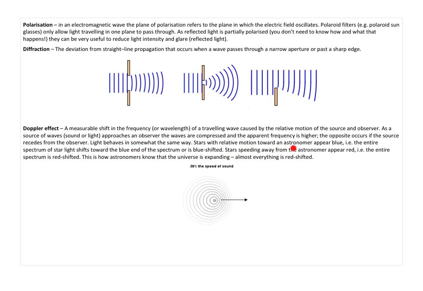Stars with relative motion towards an astronomer appear blue. So if we're looking through a telescope at stars and one is heading towards us, it'll appear bluer than it is because blue is the shorter wavelength. The entire spectrum of the star shifts towards the blue end of the spectrum, or what we call blue shifted. Stars speeding away from the astronomer appear red shifted, i.e. the entire spectrum is red shifted. This is how astronomers know the universe is expanding. Almost everything is red shifted, so we know most things are moving away from us, not towards us.